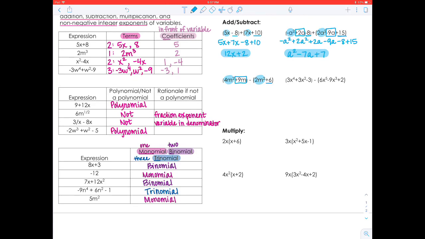Okay, so we can do the 4m squared minus the 2m squared since we're subtracting. Then I've got the 9m all by itself. And then I'm going to subtract that 6 because of this subtraction in the center here. This does go with that 6 there, so I'm going to subtract a positive 6.